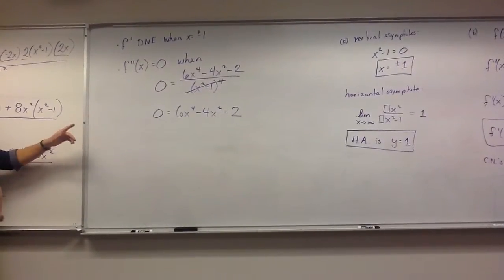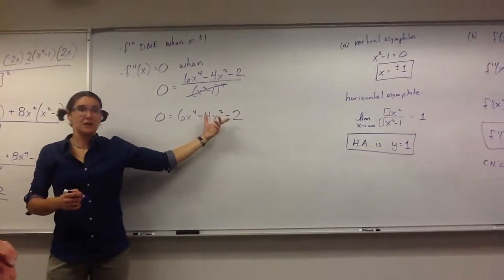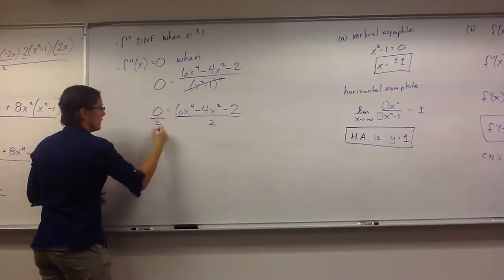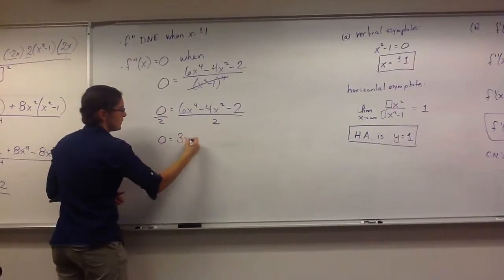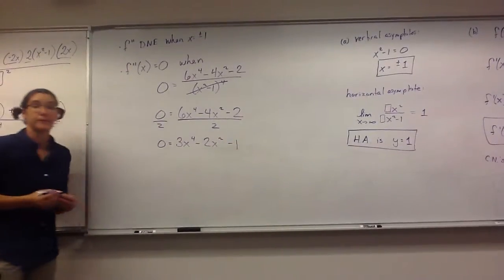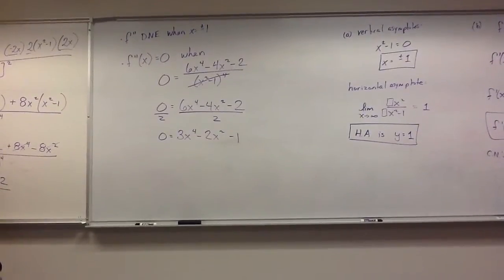So when I look at this, one thing that I can do is, everything in here is divisible by 2, so let's knock these coefficients down by dividing everything by 2. So we have 0 is equal to 3x to the fourth minus 2x squared minus 1. So that makes the numbers at least a little bit better to work with.